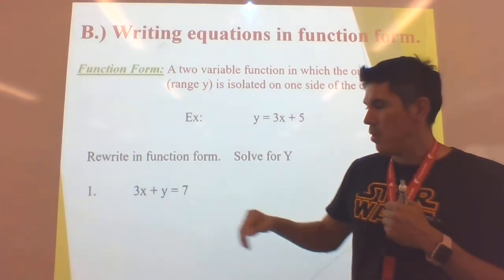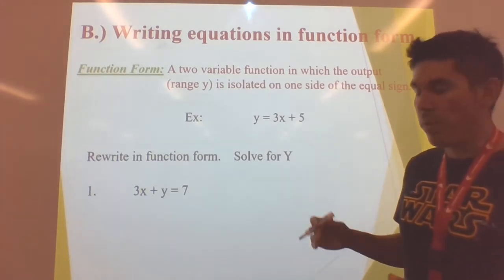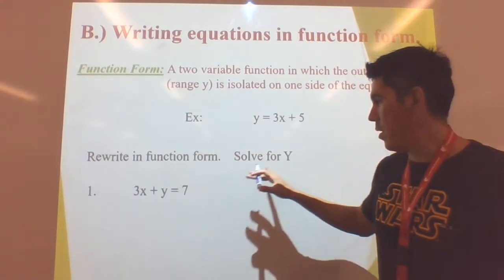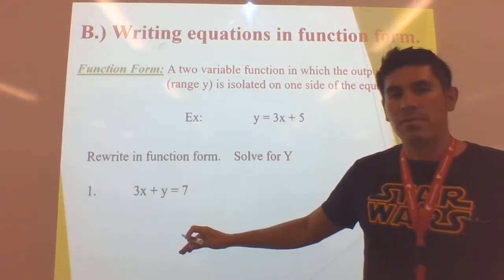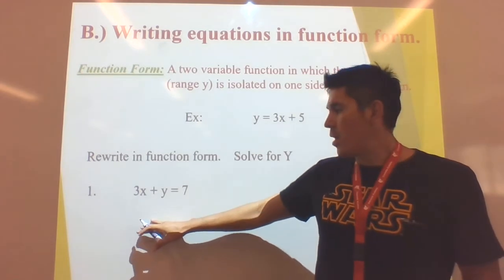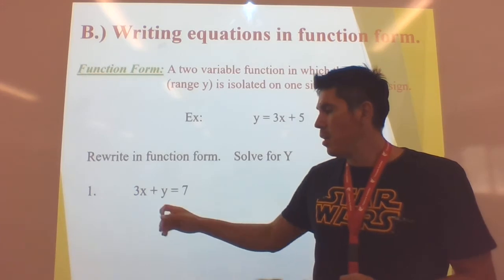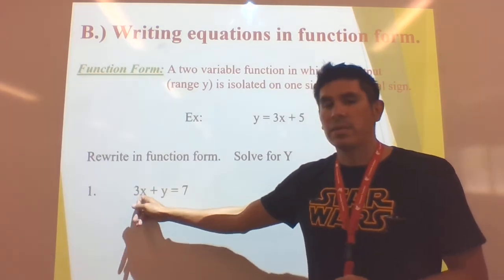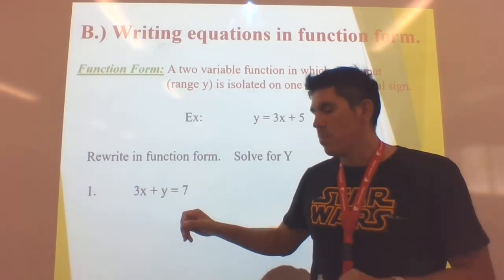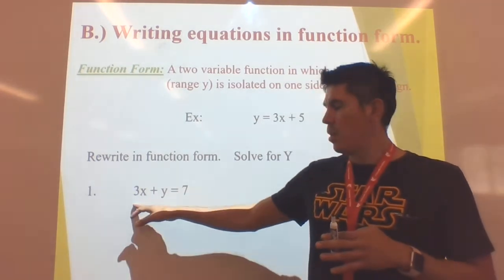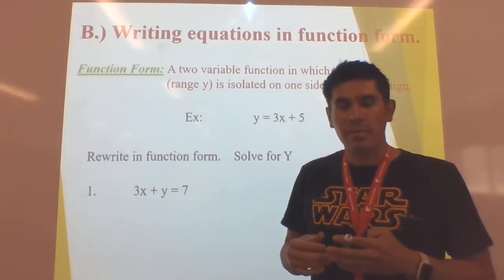So this example here is rewrite in function form, solve for y. Okay. So rewrite in function form, what does that mean? Well, we want to get y by itself. So how do we get y by itself in this scenario here? I want to get y by itself by getting rid of this 3x. How do I get rid of this 3x? Ask yourself, what's the inverse of positive 3x? The inverse of positive 3x is negative 3x.